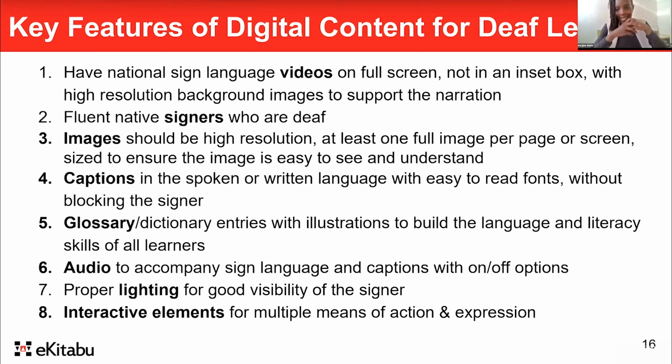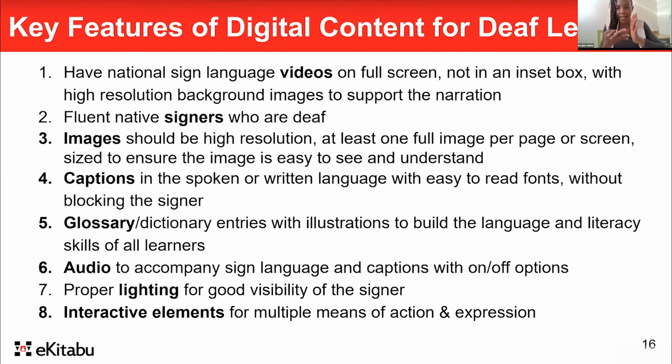Point number 7 is proper lighting. This is for the visibility of the signer. If the lighting is not very clear or if it's too bright, then the video becomes not very visible, and then that means you're not able to communicate with the signer.